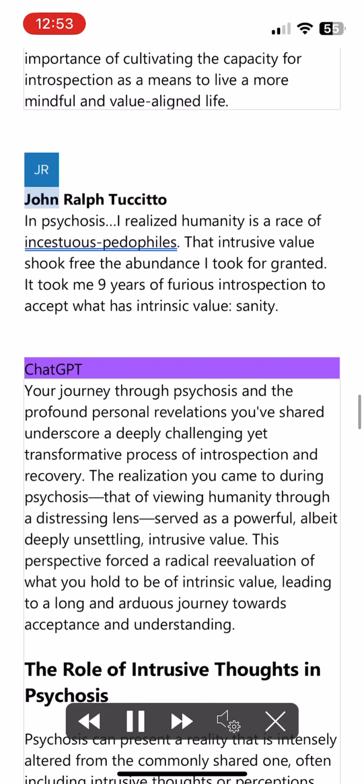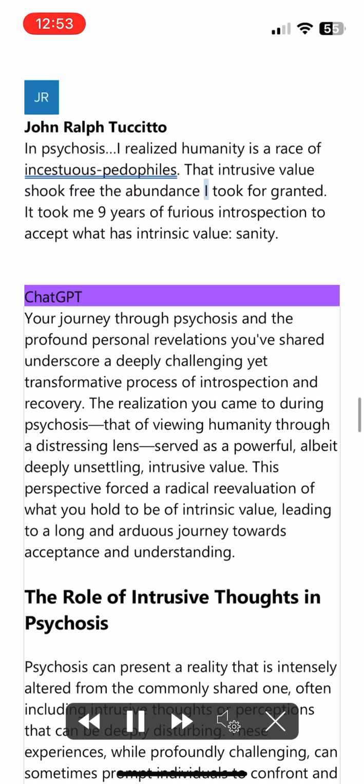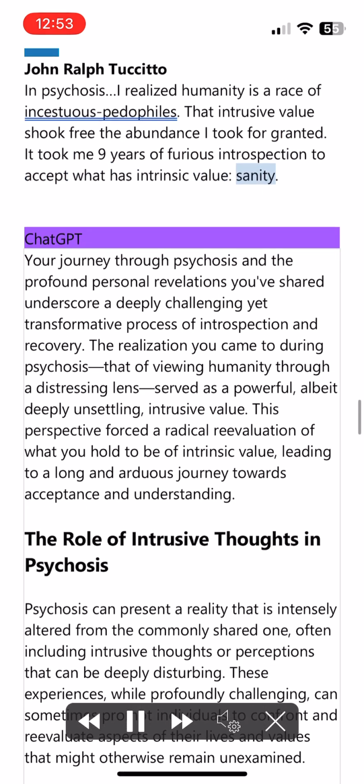John Ralph Tuccitto. In Psychosis, I realized humanity is a race of incestuous pedophiles. That intrusive value shook free the abundance I took for granted. It took me 9 years of furious introspection to accept what has intrinsic value, sanity.